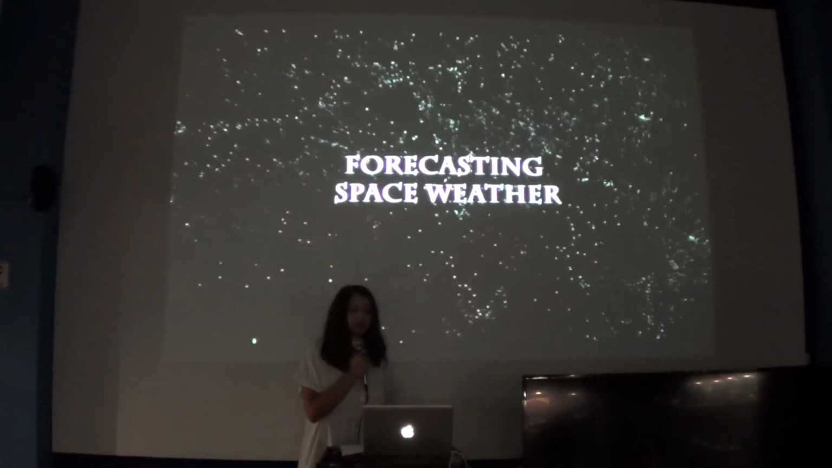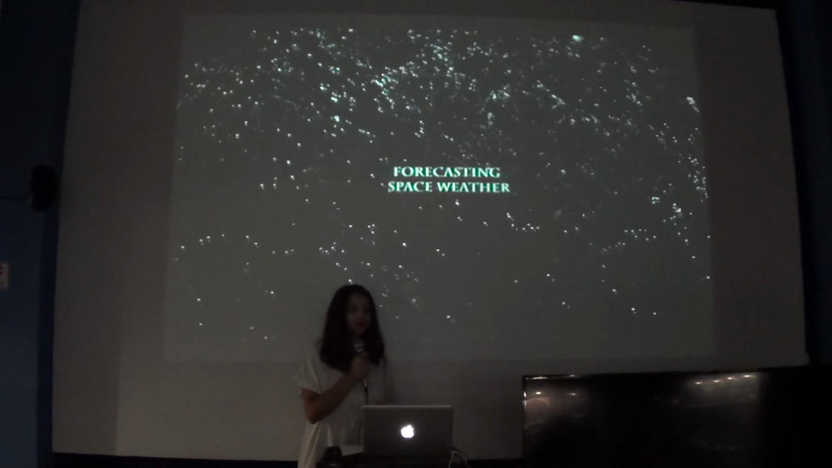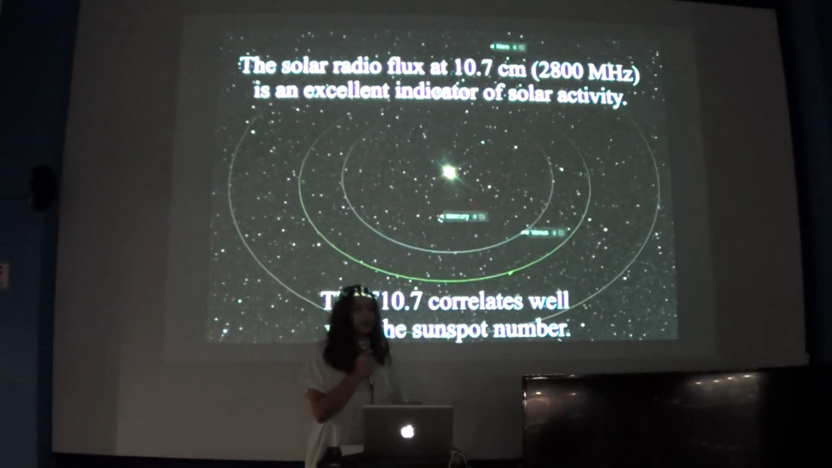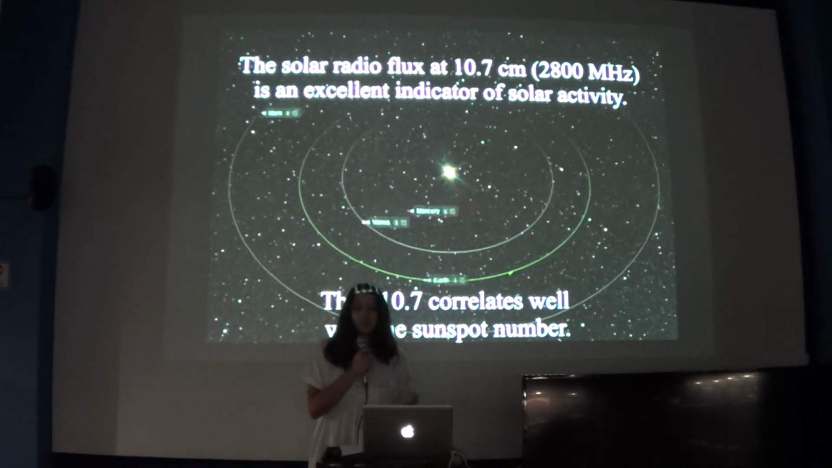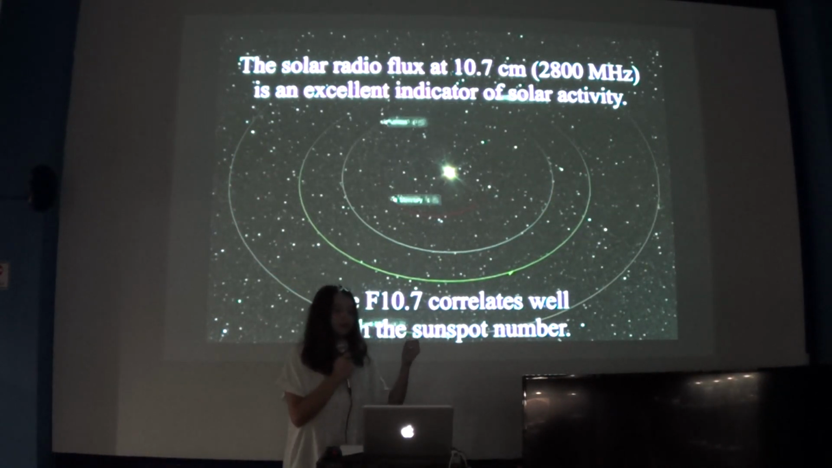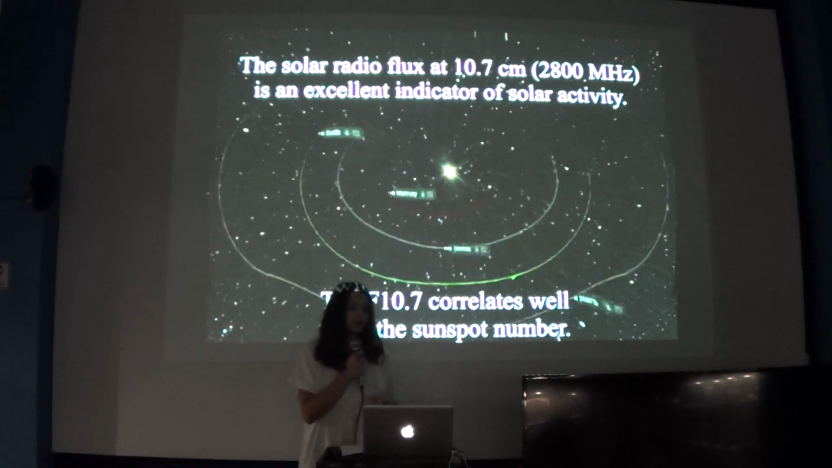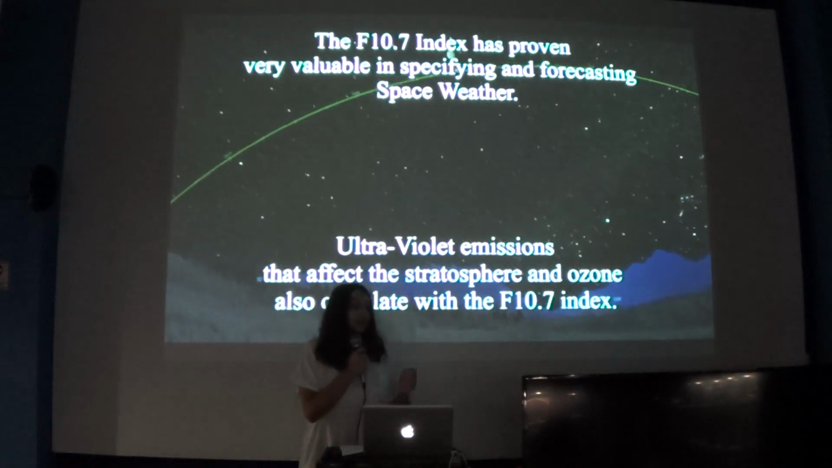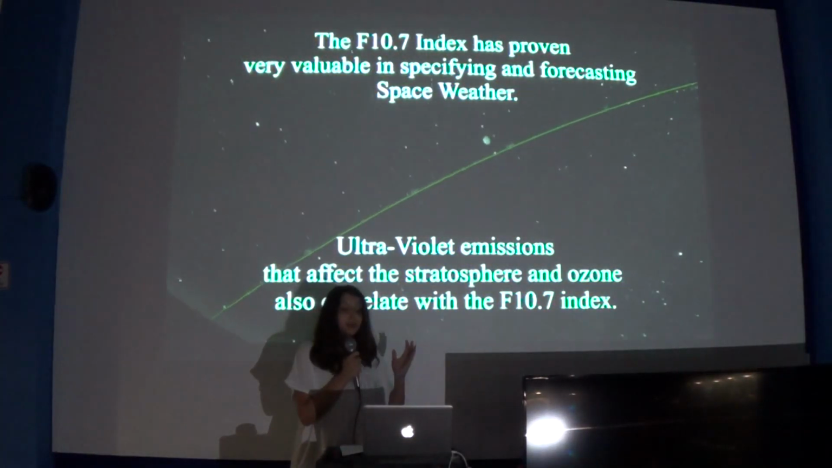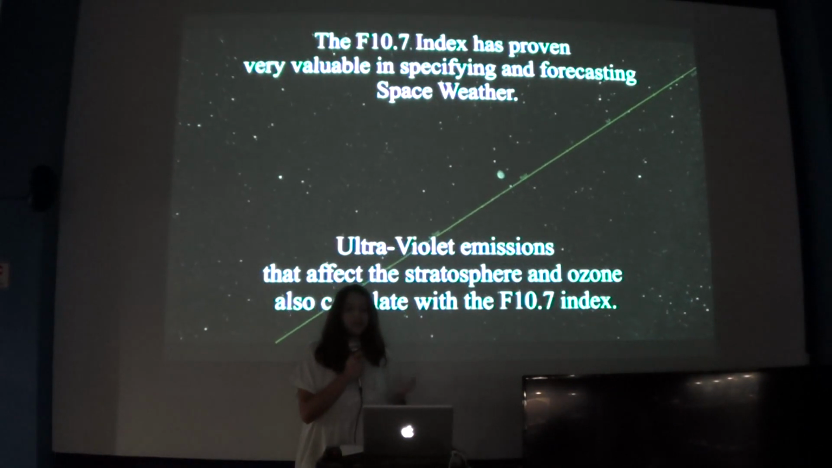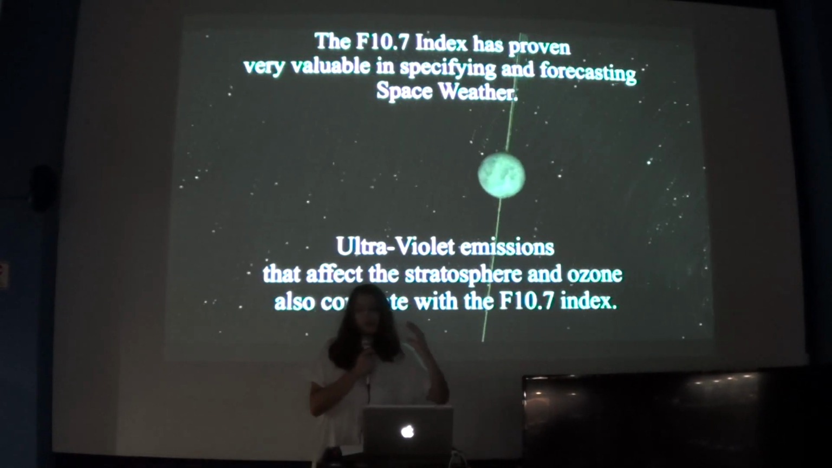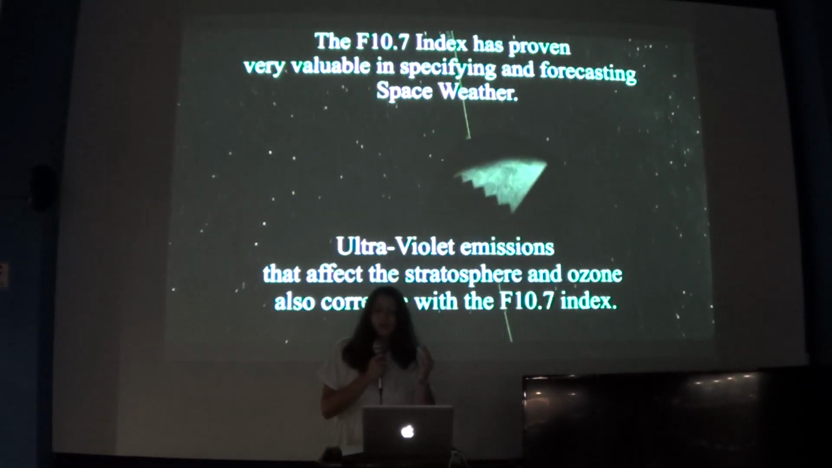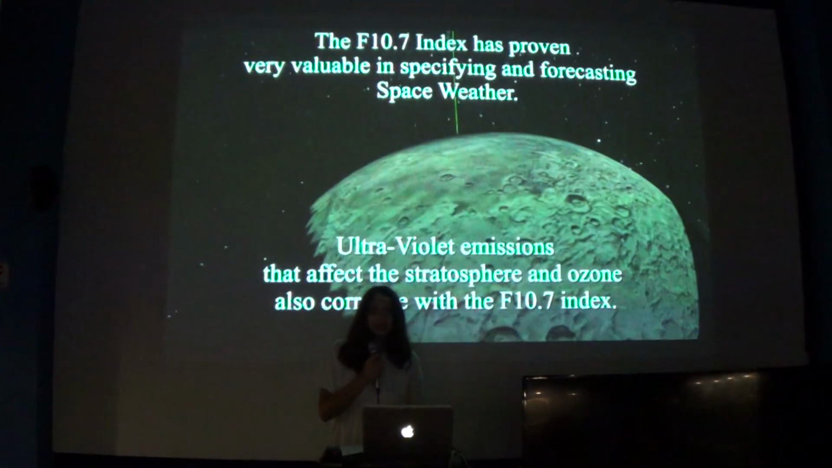Forecasting space weather. The solar radiant flux at 10.7 centimeters is an excellent indicator of solar activity. The F10.7 correlates well with the sunspot number. The F10.7 index has proven very valuable in specifying and forecasting space weather. Ultraviolet emissions that affect the stratosphere and ozone also correlate with the F10.7 index.